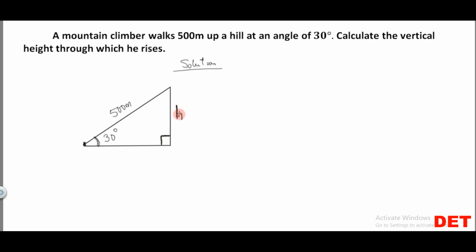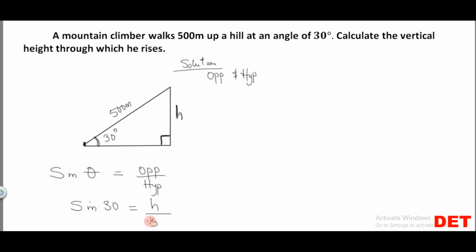So what's now the relationship between opposite and hypotenuse? The relationship between opposite and hypotenuse is sine theta from SOHCAHTOA. So you know that sine theta is equal to opposite over hypotenuse. Your theta is 30 degrees. So sine 30 is equal to your opposite, your height, h, over your hypotenuse.